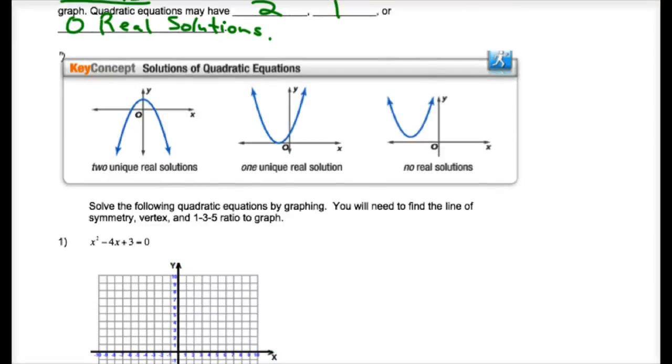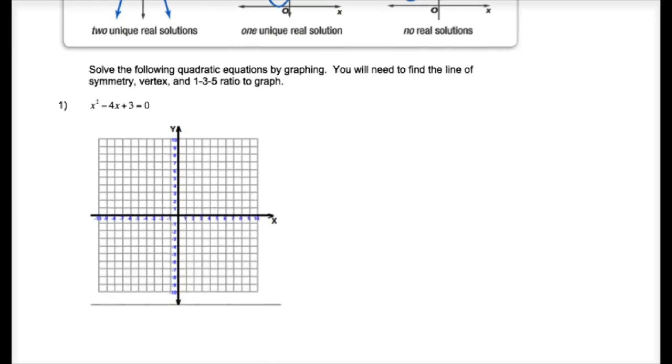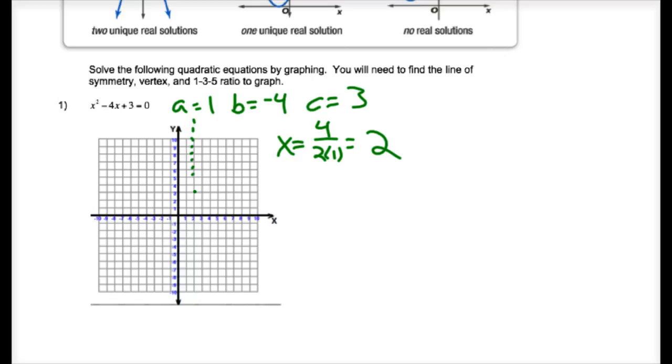All right, here we go. Let's do one. x squared minus 4x plus 3. Everybody find the axis of symmetry, the vertex, and use our 1, 3, 5 thing to graph it. Go. Make sure you're equaling 0. Guys, it equals 0. It doesn't equal y. It equals 0. So find when the parabola crosses the x-axis.